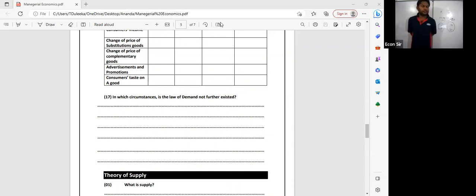Can you give me one example for this, in case of speculative demand? In some cases, when the price of a good goes up, the demand also goes up. The best example is demand for stocks. What do you mean by stock? Shares.